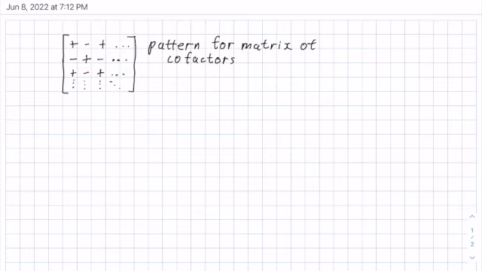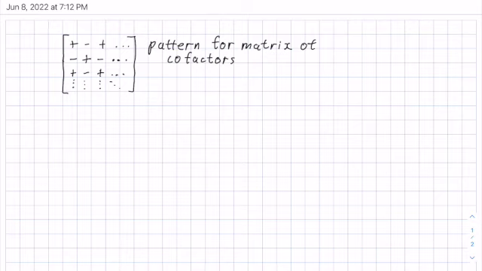Before I go on and tell you how to do determinants of matrices of higher dimensions than 2 by 2, like 3 by 3 and onwards, let's first learn the pattern for the matrix of cofactors. The name doesn't really matter. You have to know this to actually find the determinant and inverses of matrices, so I'm going to have to teach it to you right now.